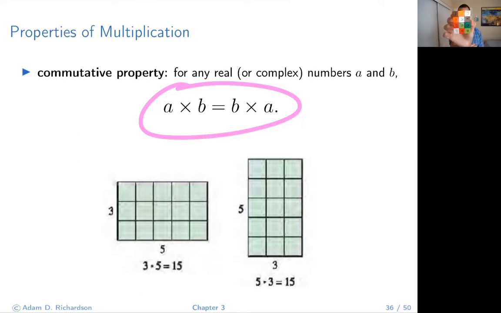There you go. So I had a horizontally oriented rectangle, you could say, and when I rotated it, I didn't change the number of little blocks that are in there, right? That's the idea. So that's a way of showing the commutative property of multiplication.